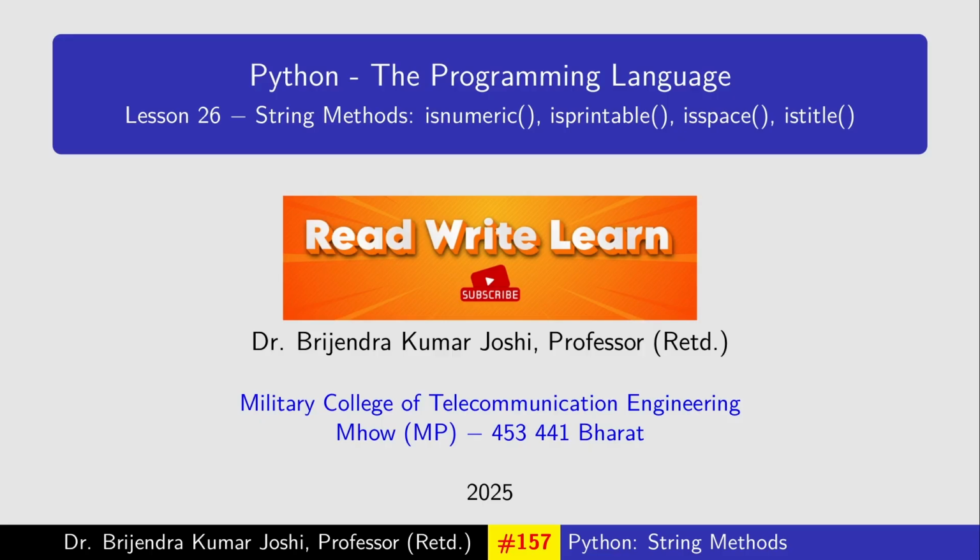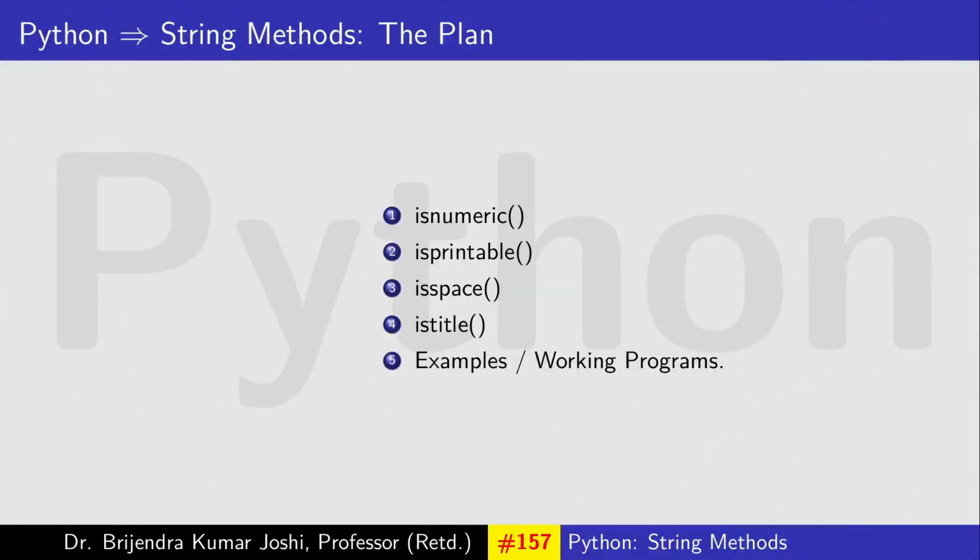In this video, we will study 4 string methods: isnumeric, isprintable, isspace, and istitle. As per the plan, first we will study isnumeric, then isprintable, followed by isspace, and then istitle, and at the end a few working programs for few working examples.